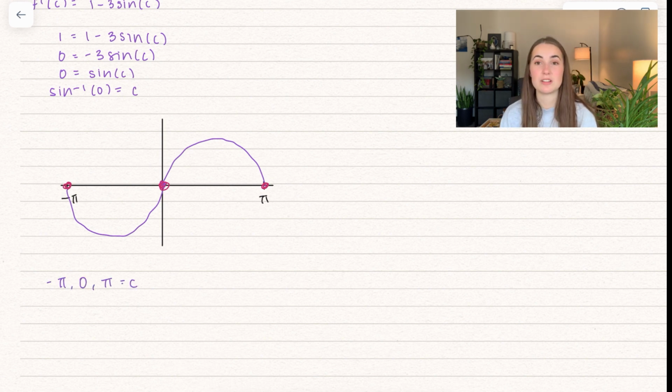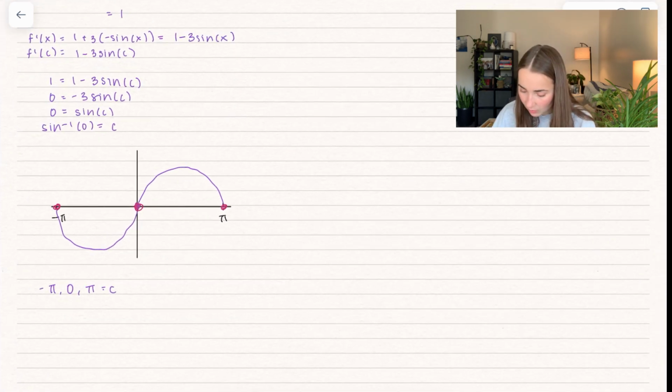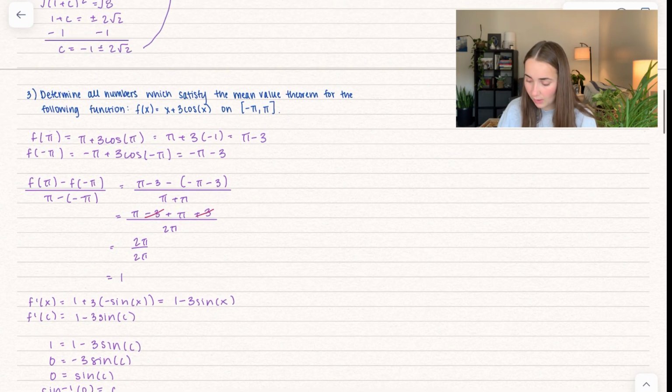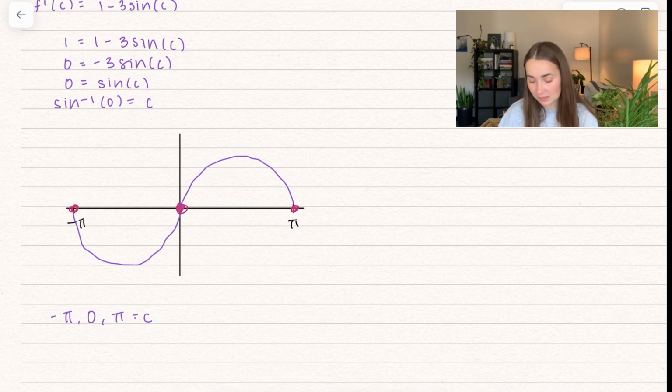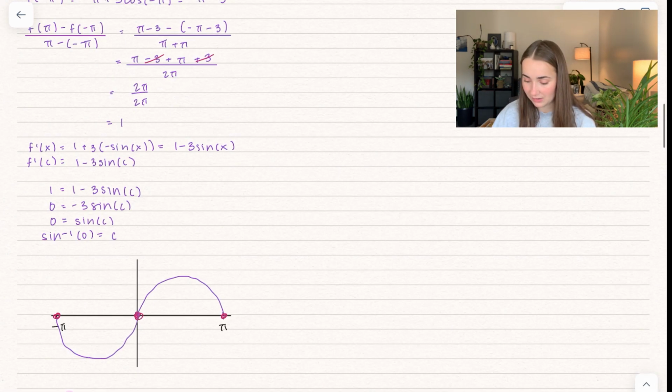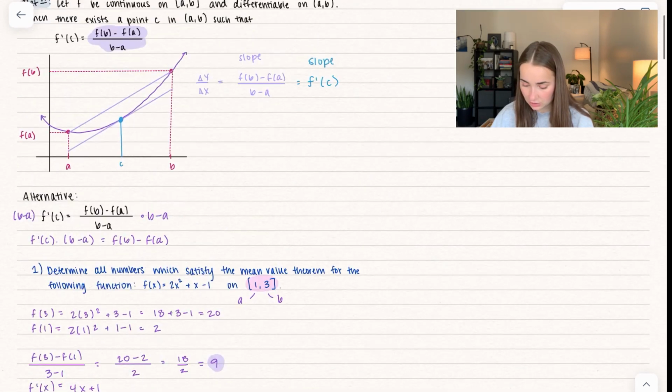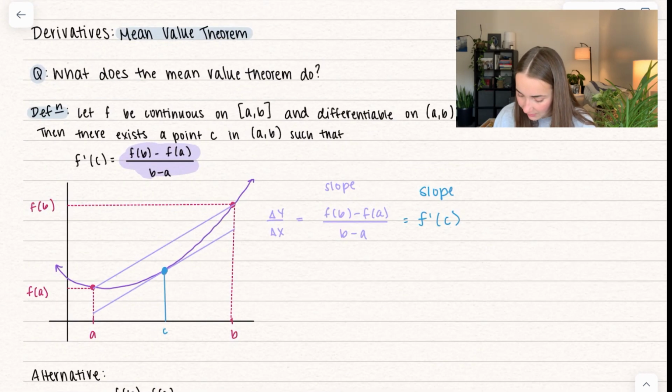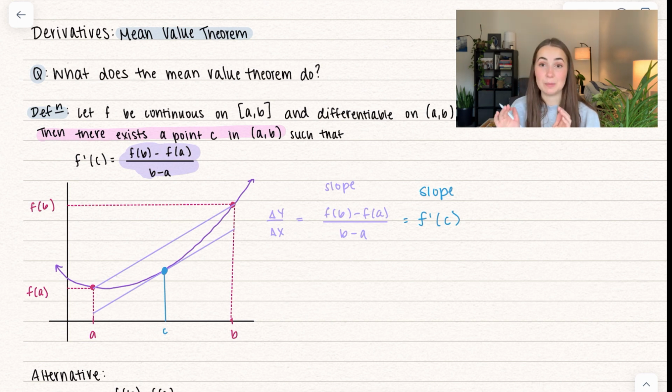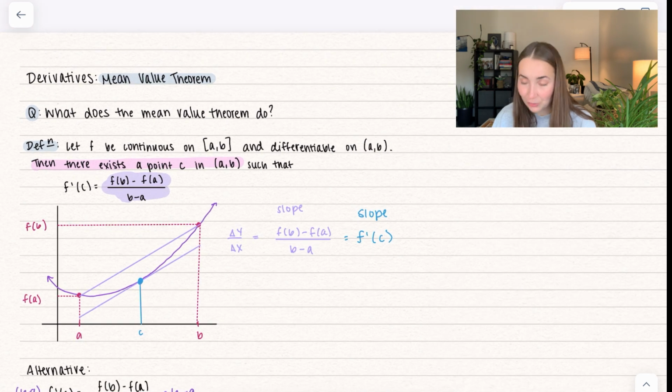And now we want to make sure that they fit within the interval. So if I go back, we're between negative pi and pi, and it looks like the only thing that's going to fit is 0. The reason that we don't include negative pi and pi is because we actually don't include the endpoints. If we go back to the definition, it says right here that there exists a point c in the open interval a to b. That means we don't include the endpoints. So that means our only answer for that problem is going to be 0.